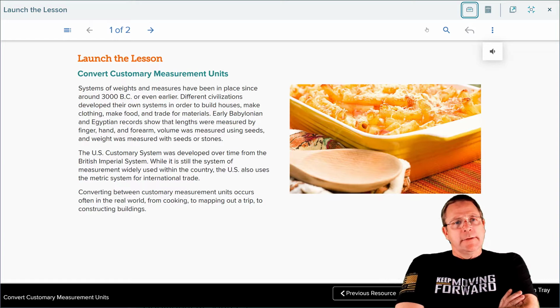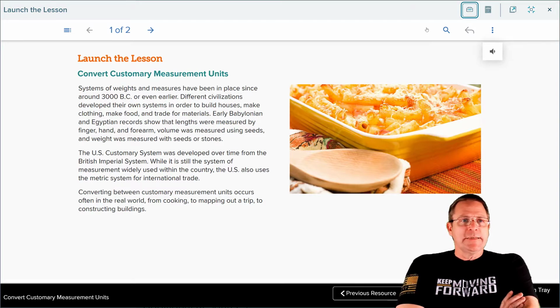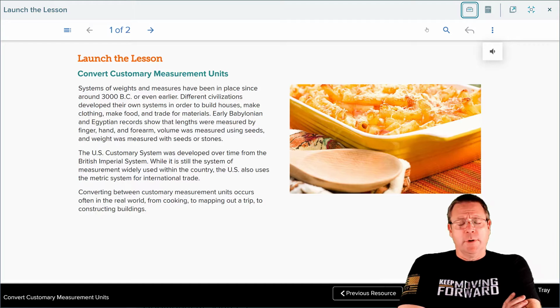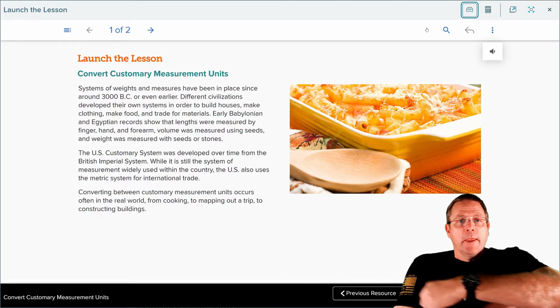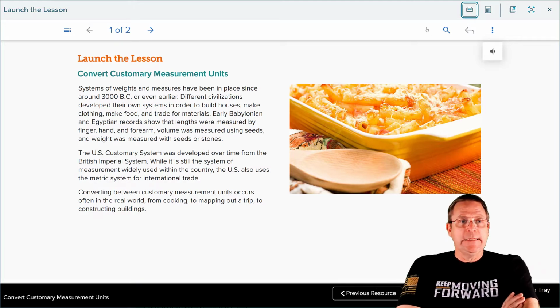It says that the systems of weights and measures have been in place since around 3000 BC or even earlier. Guys, that's 5,000 years ago, and then some. Different civilizations developed their own systems of measure in order to build houses, make clothing, make food, and trade for materials. The early Babylonian and Egyptian records show that lengths were measured by fingers, hands, forearm, and volume was measured using seeds, and weight was measured using seeds and stone.